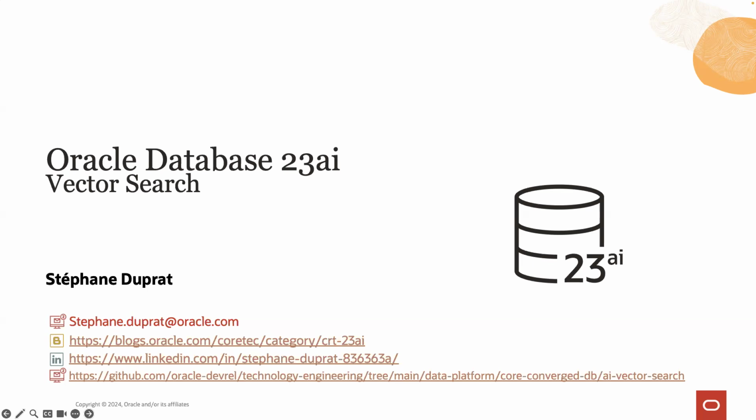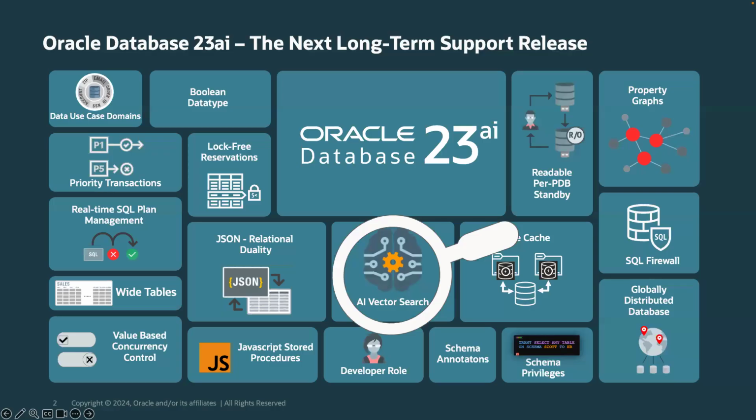Today, we'll show you a short demo about AI Vector Search. AI Vector Search is one of the more than 300 new features of Oracle 23 AI Database. A new vector data type has been created in the 23 AI Database that allows you to store vectors. But what is a vector and what is it used for? That's what I will try to clarify through the following demo. So let's get started.